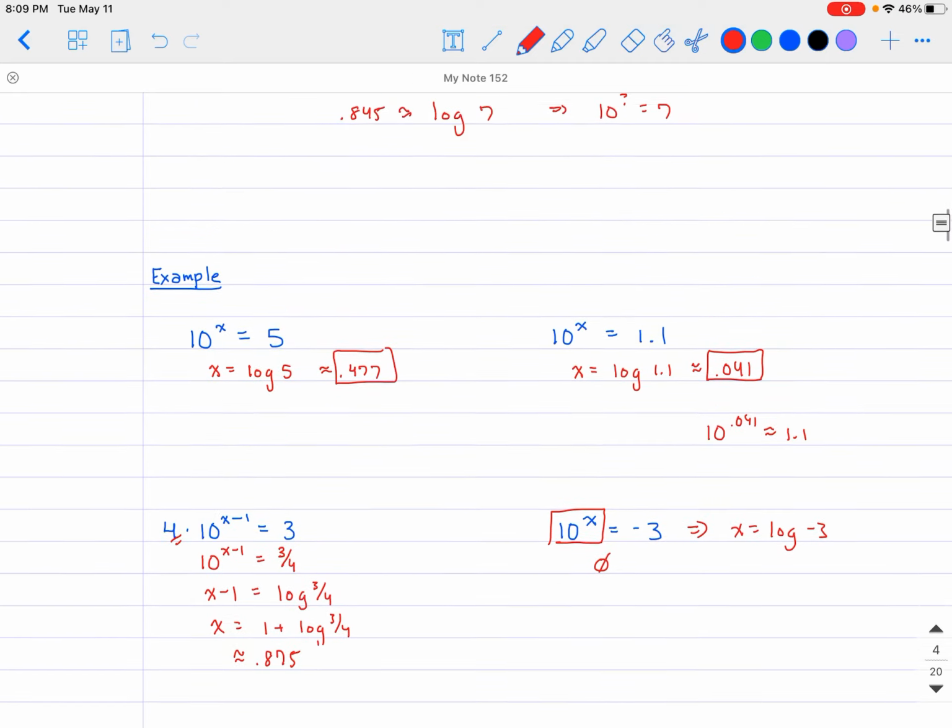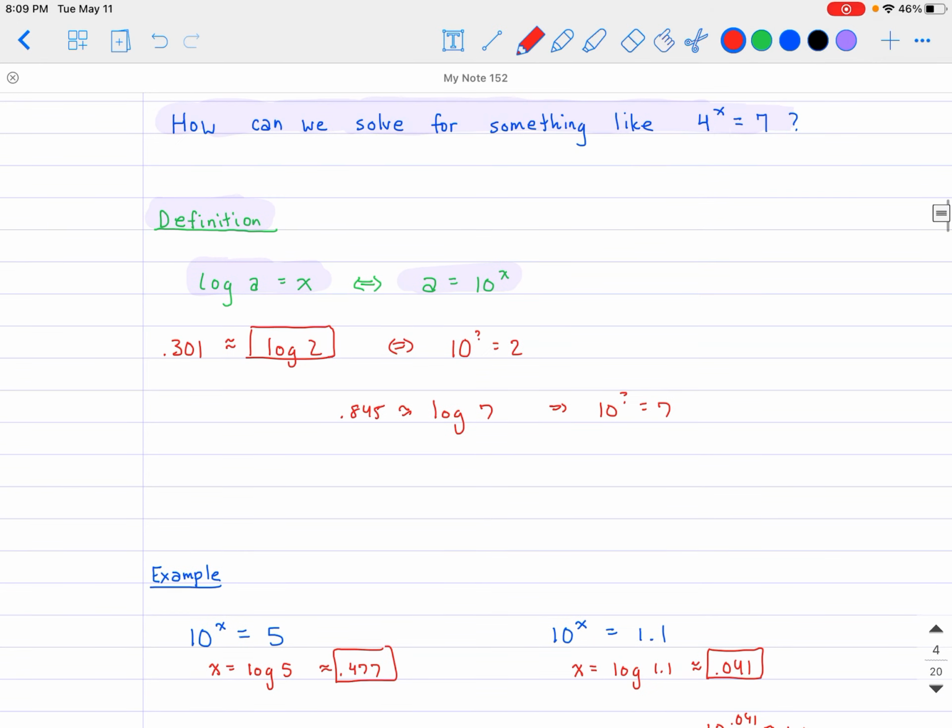So in conclusion, for our definition of logarithm, we can be a little bit more specific. We have to make sure that a is a number that is greater than 0. This only works if that is true, because if it isn't, then we can't actually solve for it.